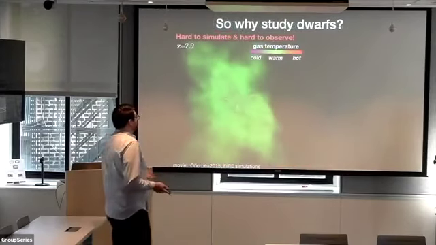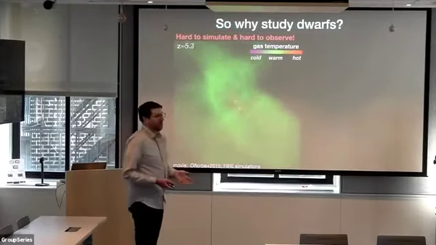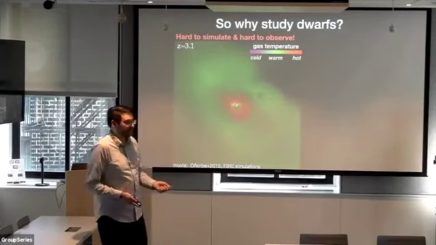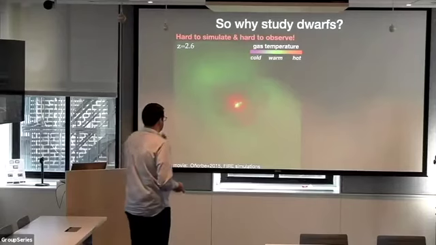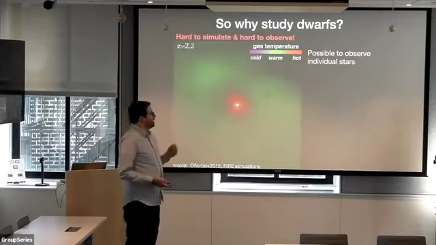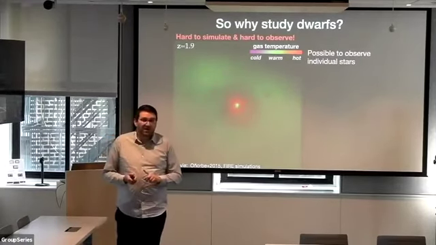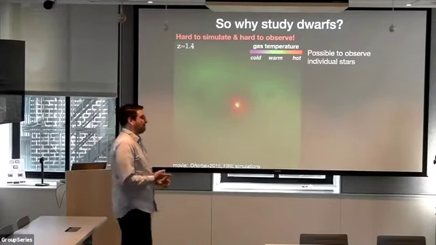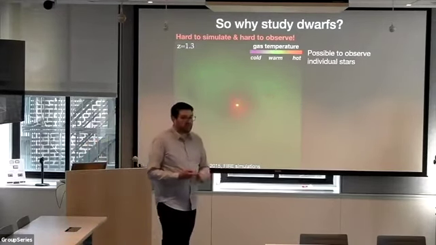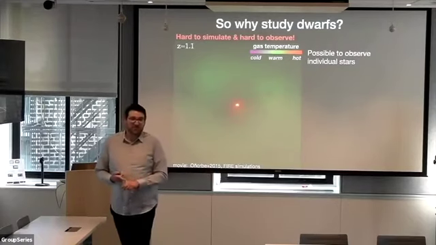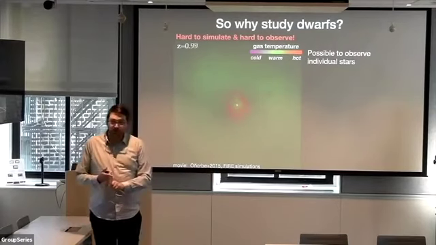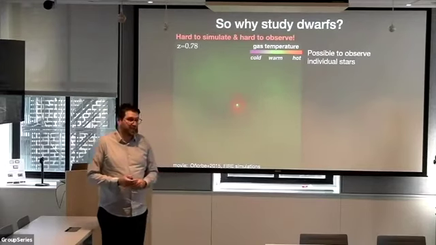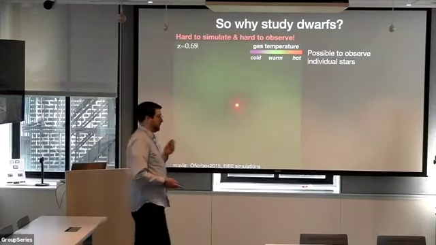So why do we want to do it, right? If they're so hard to simulate and they're very hard to observe because of how faint they are, why bother simulating galaxies? Why bother studying dwarf galaxies? Well, the first reason is that dwarf galaxies comprise the vast majority of galaxies in which we can observe individual stars. So that sample is effectively limited to the Milky Way, our galaxy, Andromeda, and the dwarf galaxies in the Local Group. Anything else, we're effectively limited to integrated light.